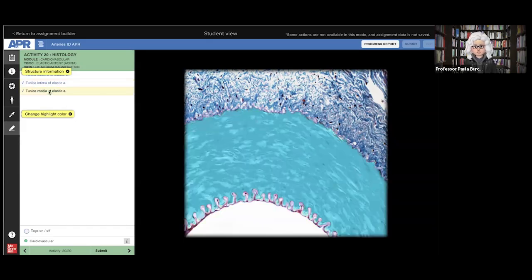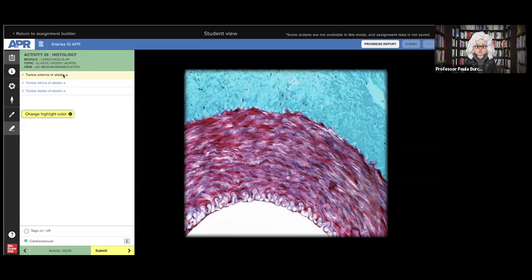Here's the tunica media, the smooth muscle responsible for vasoconstriction and dilation. And then lastly, we have the tunica externa there with a lot of elastic fibers.